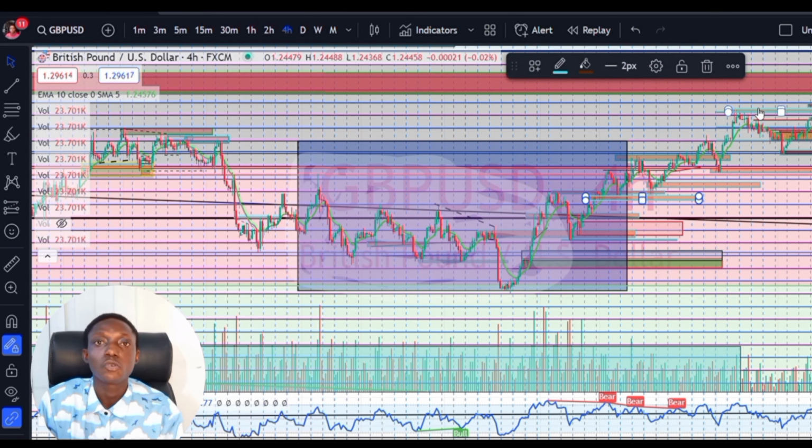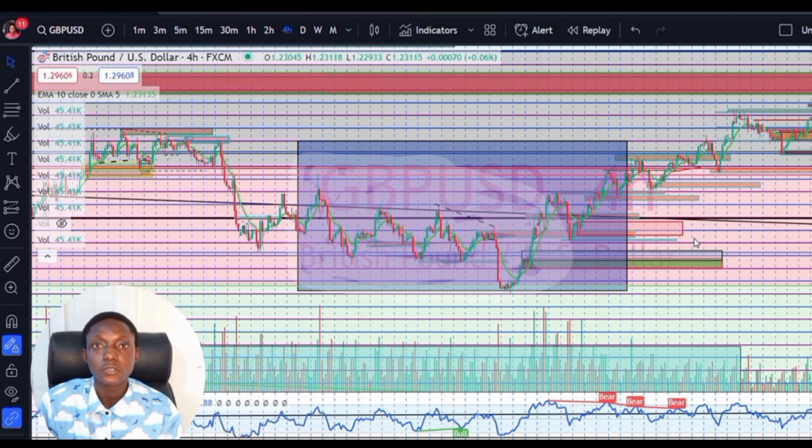So guys, this is all for the accumulation, and now we'll move into the distribution. This pair is actually the GBP/USD, so we'll maybe look for GBP/JPY or EUR/USD to do the remaining live examples and analysis. So let's go.